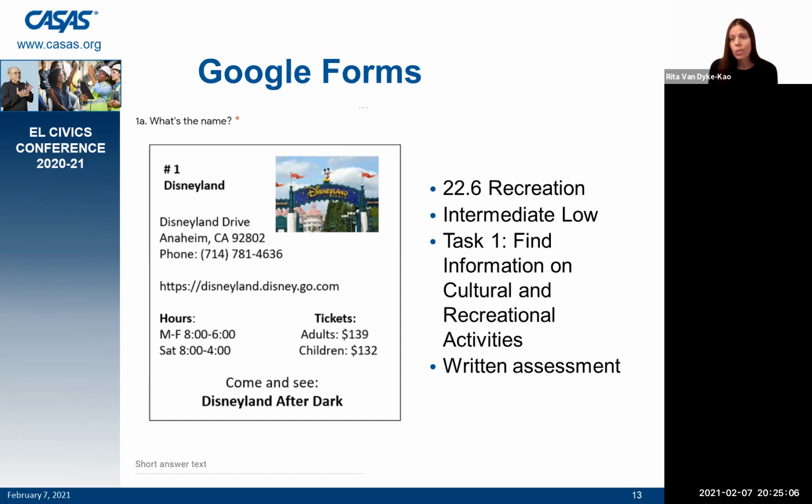We did 22.6 recreation, and this is from the intermediate low level. And so you see this flyer of Disneyland. On Google, it worked quite well, and we were able to do that. And you see the name, the address, the phone number, the website, all of that. So the student in this task needs to find information on cultural and recreational activities. And this was a written assessment. So you can see on the top there, it says 1A, what's the name? Then there's the flyer. And then on the bottom, underneath the flyer, they'll type in their answer. So that's the written part. So what's the name? They type in Disneyland.